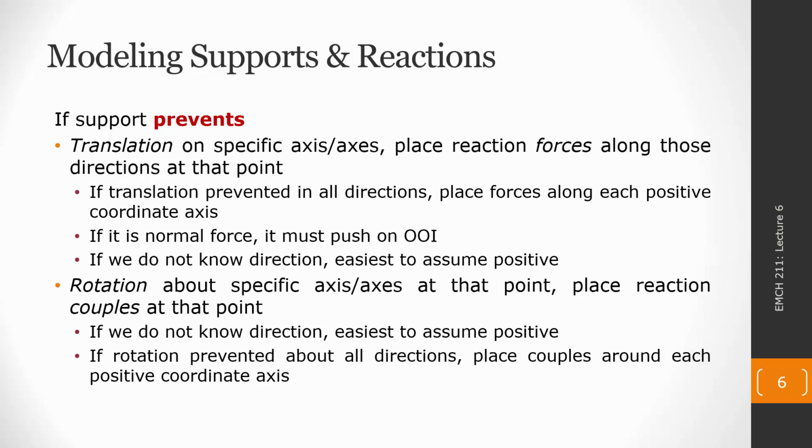And now we have to think about rotation, about 1, 2, or 3 axes. Is it prevented because of the support? Usually with supports, if it's going to prevent rotation, it's going to prevent it clockwise or counterclockwise. So once again, the easiest assumption to make is going to be that it's acting positive around an axis in the counterclockwise direction. And as with forces, we're going to let the sign on the couple tell us if our assumption of counterclockwise was correct or not. A negative sign will indicate it's actually clockwise around that axis, and our assumption was not correct.